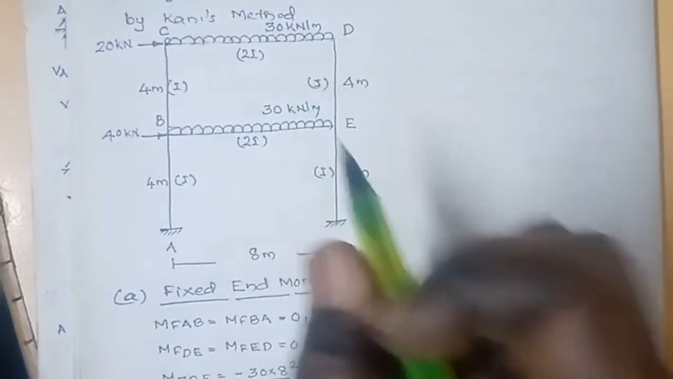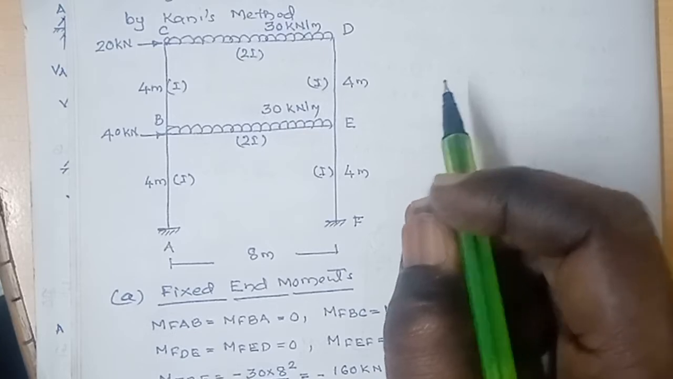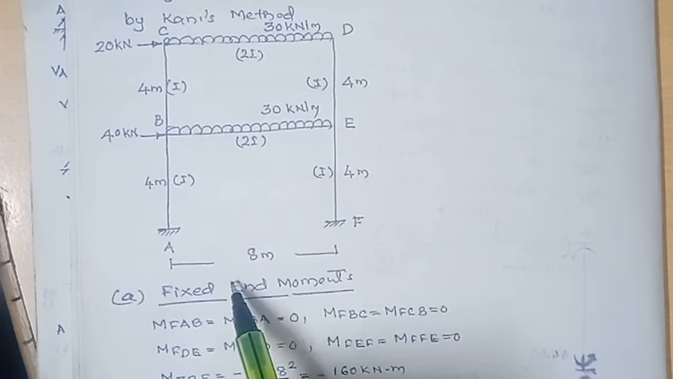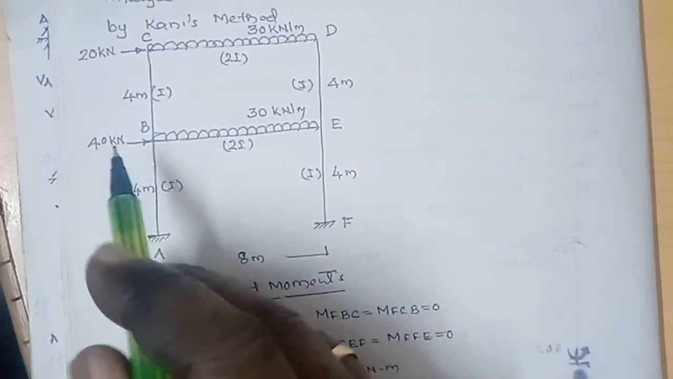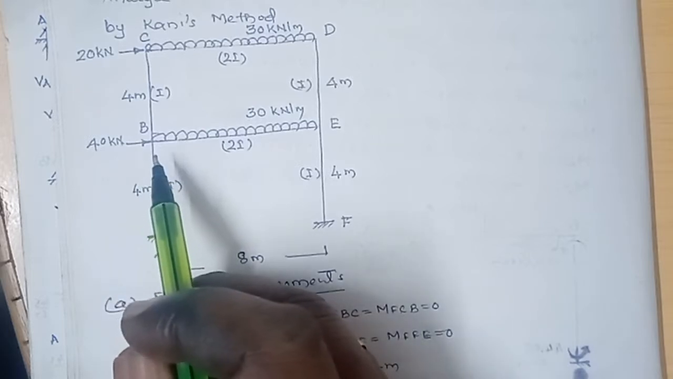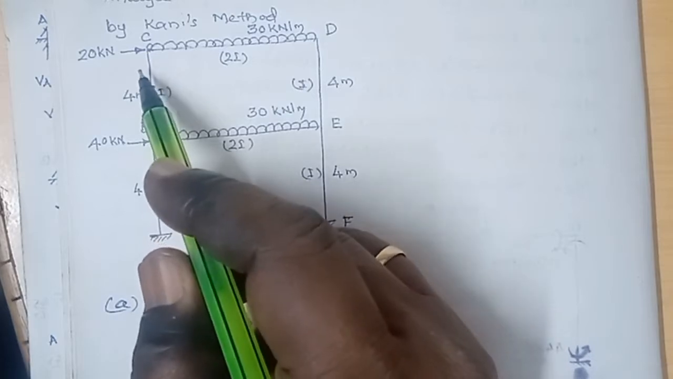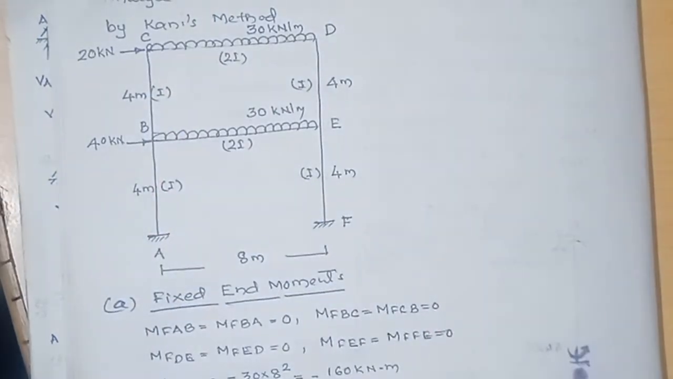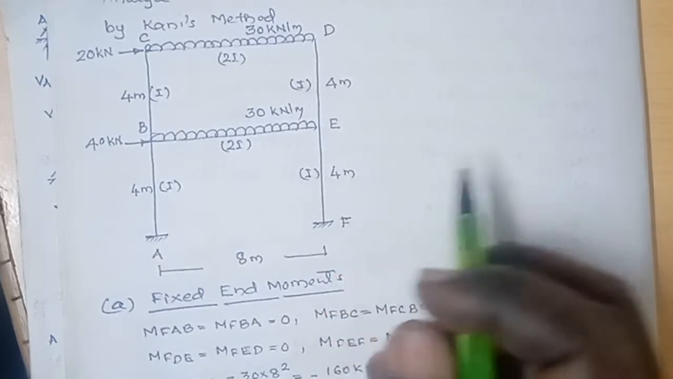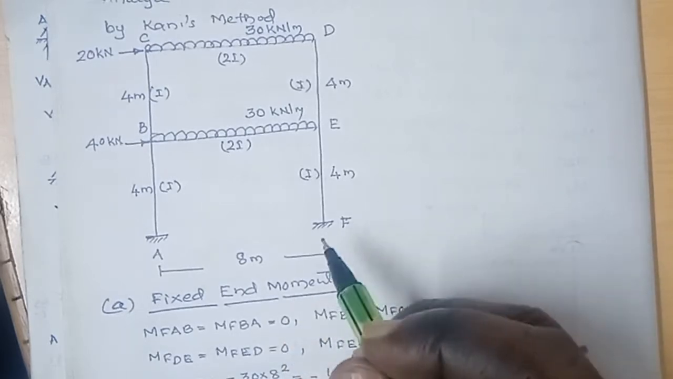Similarly, C to D is subjected to 30 kilonewton per running meter with moment of inertia 2I, and the length is 8 meter. Here at joint B it is subjected to 40 kilonewton lateral load, and at C it is subjected to lateral load of 20 kilonewton towards right side. By observing this, there will be a sway towards right side, hence we have to go for sway analysis.